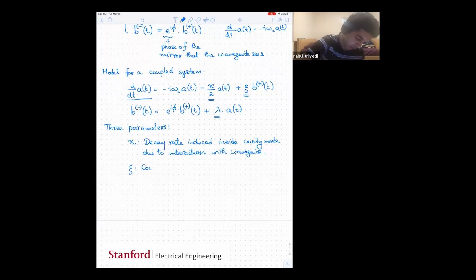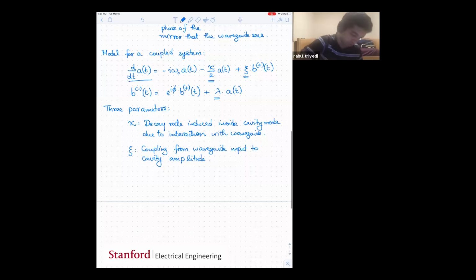So let's call this coupling from waveguide input to the cavity amplitude, right? And we introduced a parameter lambda, which tells us how much the cavity amplitude is affecting the waveguide output, right? So we have one parameter telling us how much the waveguide input affects the cavity amplitude. The other parameter tells us how much the cavity amplitude affects the waveguide output, right? So this is coupling from the cavity amplitude or cavity mode to the waveguide output.